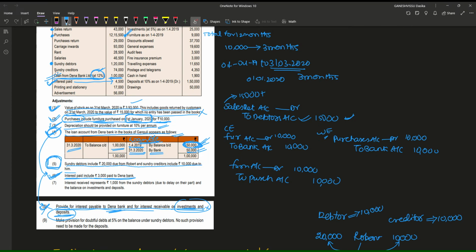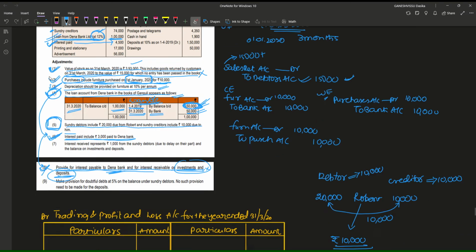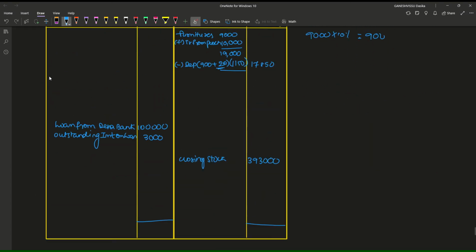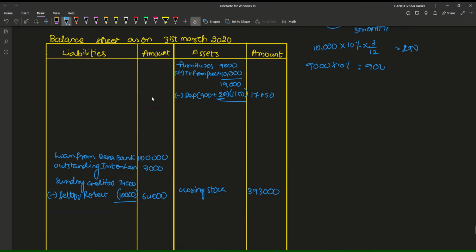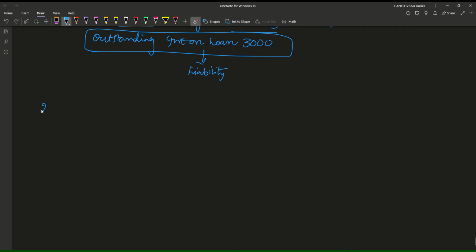What we do is, now we shall go for sundry creditors, right? Sundry creditors 74,000 that we have to record in the balance sheet. Sundry creditors 74,000 we have to write and minus set off Robert by rupees 10,000. Remaining value is 64,000 we can record here. And now what we do is, we shall take the second working notes which is balance of debtors and provision for bad debts.